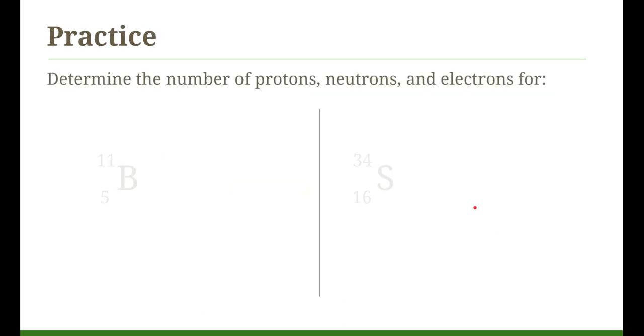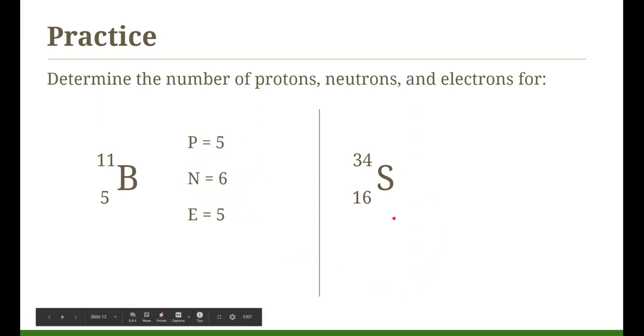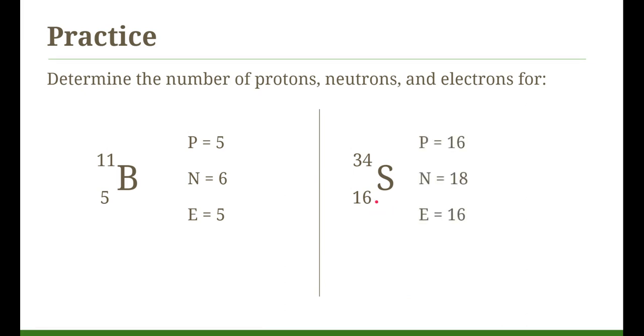Here's some practice. If you want to pause the video and try to write these down and consider how many particles each of these isotopes has, you can do that. So boron 11 has 5 protons given by this number, and then 11 is the mass number, so we subtract to find neutrons of 6, and then the electrons and the protons are still going to match on this homework. For sulfur, we've got 16 for the protons, 34 minus 16 for 18 neutrons, and then the electrons and protons match.